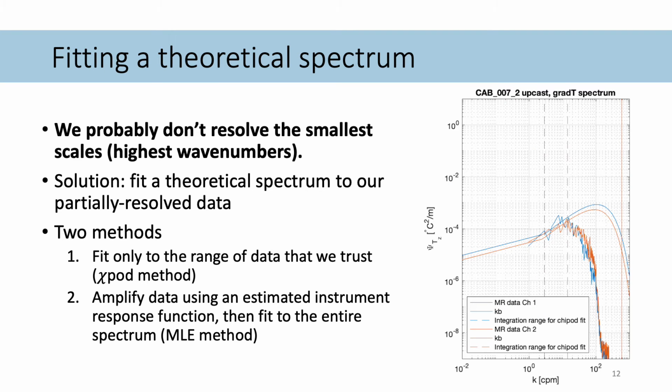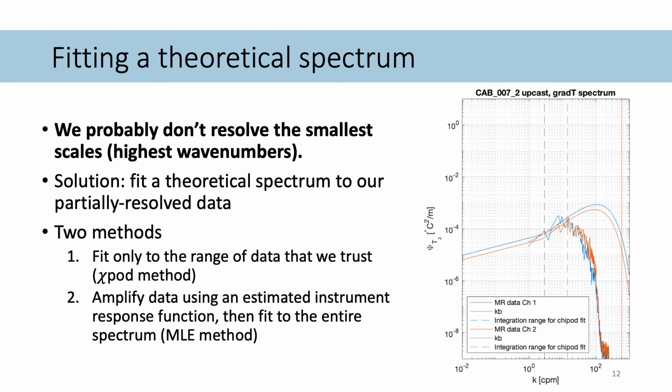For all of these reasons, we are pretty confident that we don't resolve the smallest scales and the highest wave numbers. So the solution is to fit theoretical spectra to our partially resolved data and then work with those. There are two ways that have been used in the literature. The first of which is to fit only to the range of our data that we can confidently resolve.